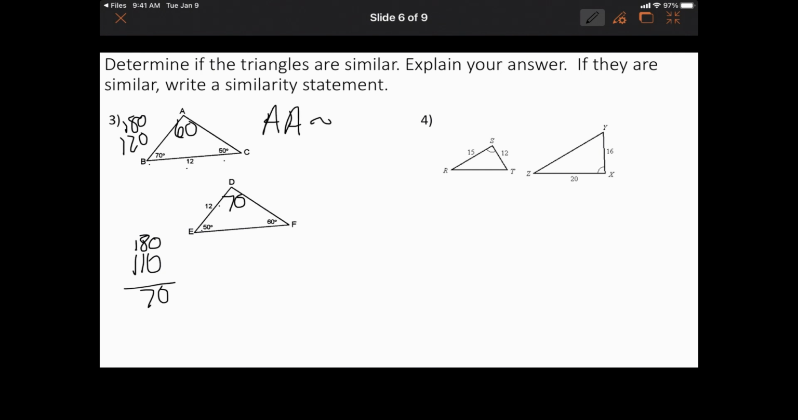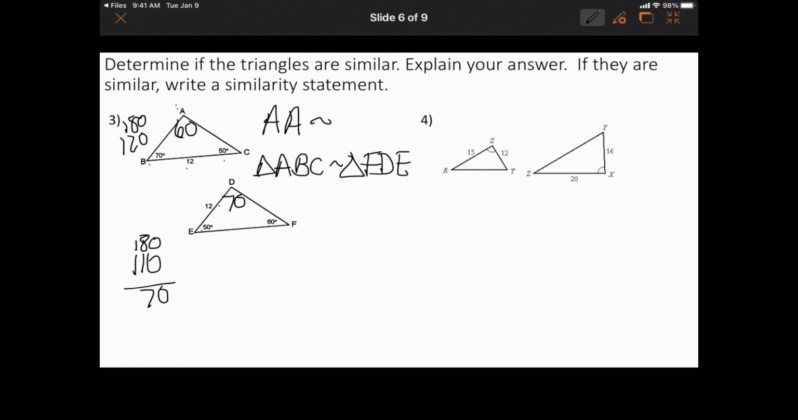I'm going to start at this one. So I'll have to write the similarity. So triangle ABC. So 60 goes with F. 70 goes with D. And C was 50, which goes with E.